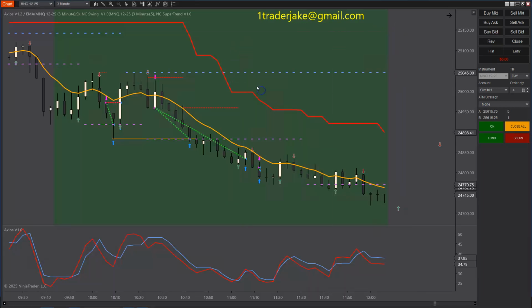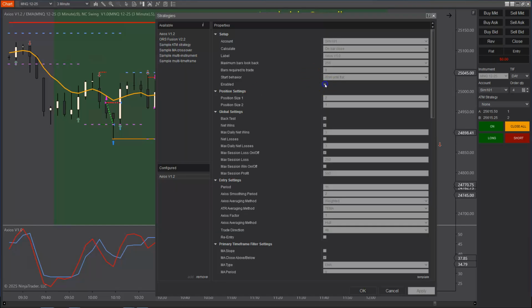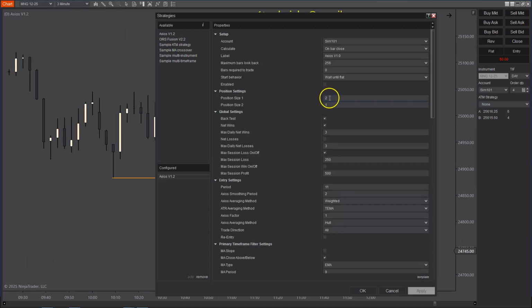Let's bump up the contracts a little bit more still. So let's try 2 and 2. So 2 contracts for the first target, the swing target, and 2 for the runner. And we're probably going to want to increase this to 400 because we're going to need a little bit more wiggle room for our max session loss since we're trading with more contracts. So let's enable there.